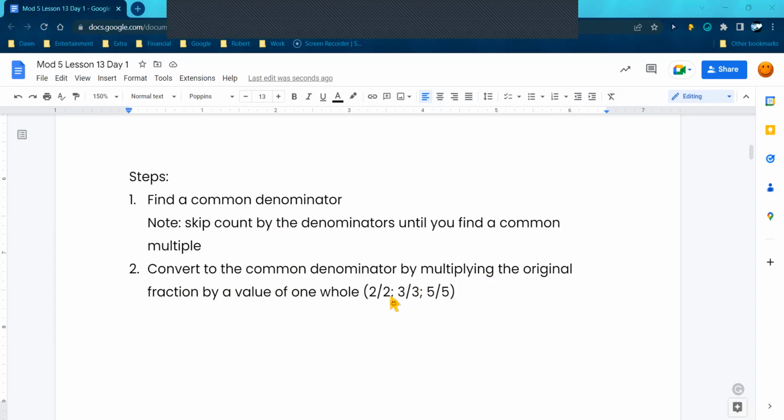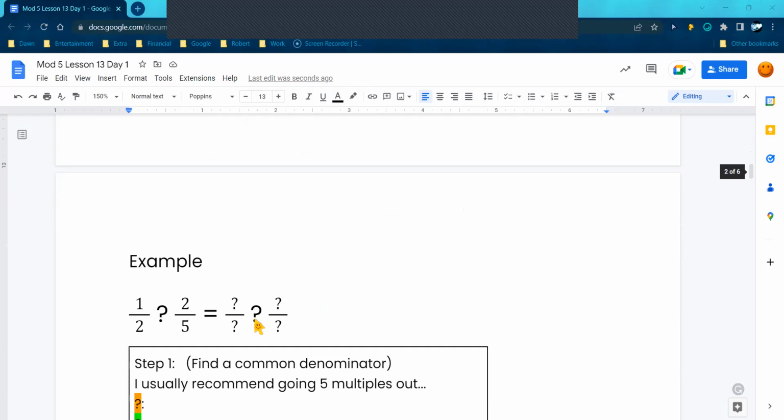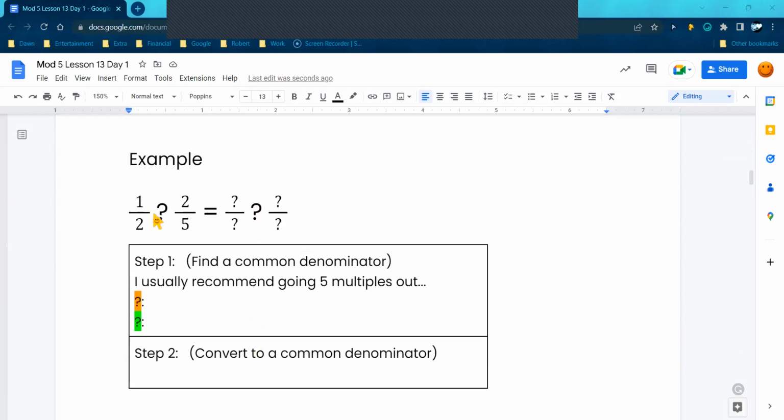And 1 whole is like 2 over 2, 3 over 3, 5 over 5. Now, what's great is if I had 237 over 237, that still equals 1 whole. It equals 1. So let's go look at an example. Right now, we have 1/2 and 2/5.